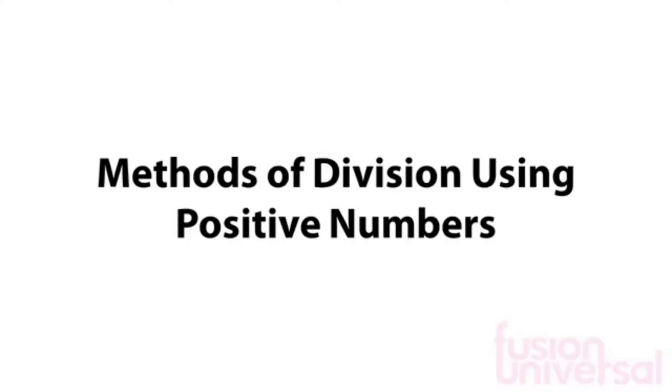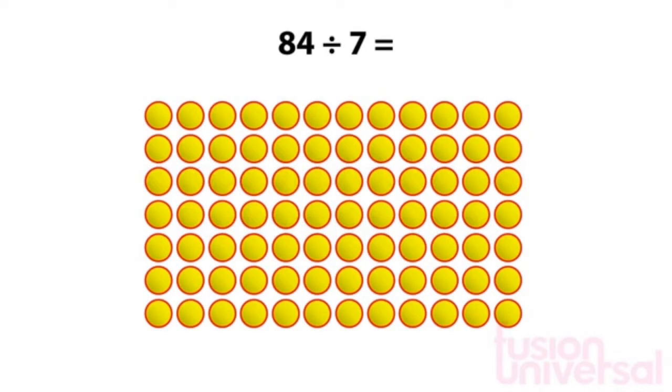You should already understand the concept of division. So now we are going to look at some methods you can use to work out division using positive numbers. To start with, we are going to look at 84 divided by 7.